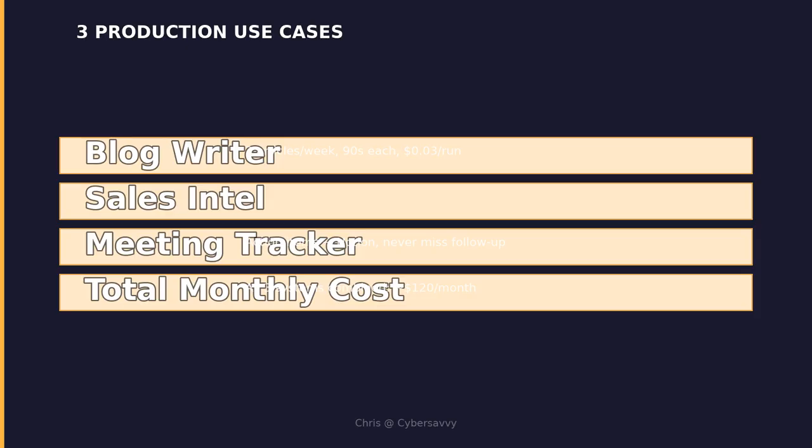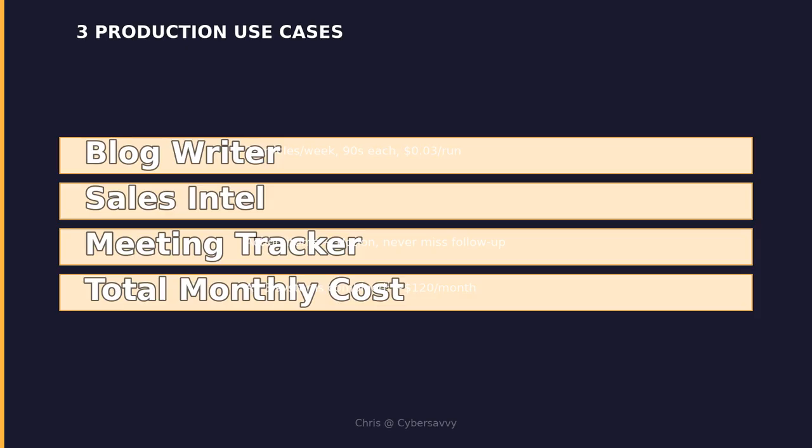Use case 3 is the meeting action tracker. Zoom transcripts get forwarded to an N8N workflow, which sends the transcript to GPT to extract action items, decisions, and owners. The output goes directly to their Notion database. They never miss a follow-up again. Total monthly API cost for all 3 systems combined is about $120.